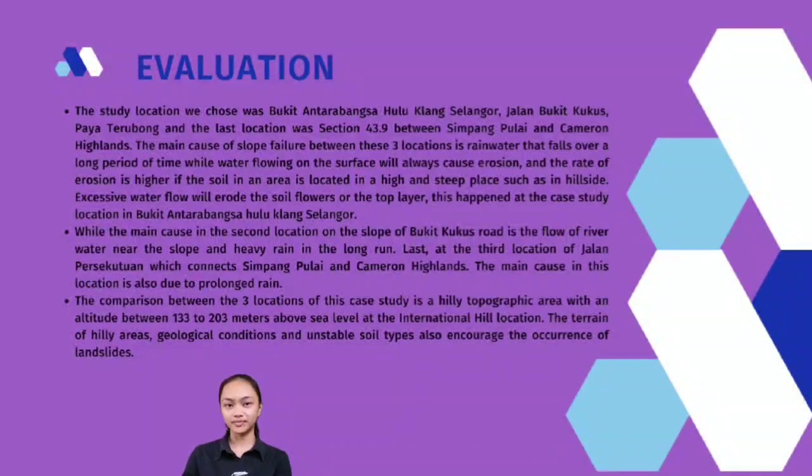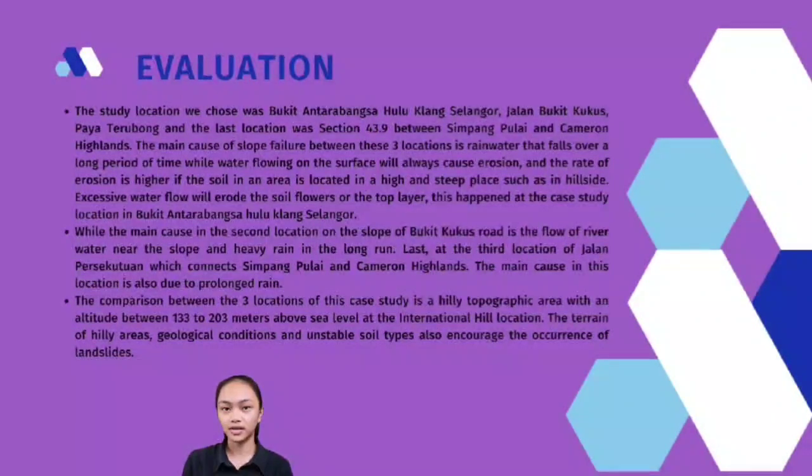For the evaluation, the study locations we chose were Bukit Antarabangsa Hulu Klang, Selangor, Jalan Bukit Kukus, Paya Terubong, and section 43.9 between Simpang Pulai and Cameron Highlands. The main cause of the slope failure between these three locations is rainwater that falls over a long period of time, while water flowing on the surface will always cause erosion. And the rate of erosion is higher if the soil in an area is located in a high or steep place such as a hillside.